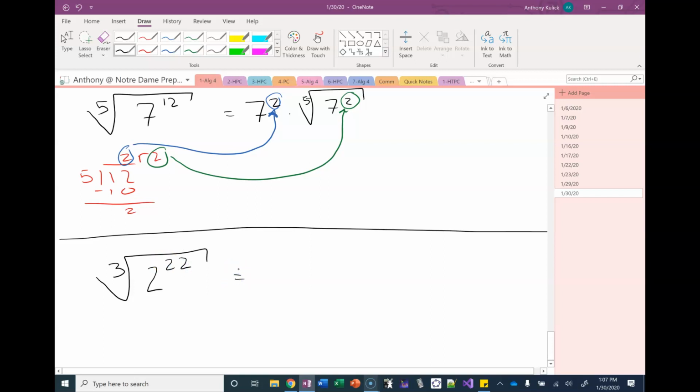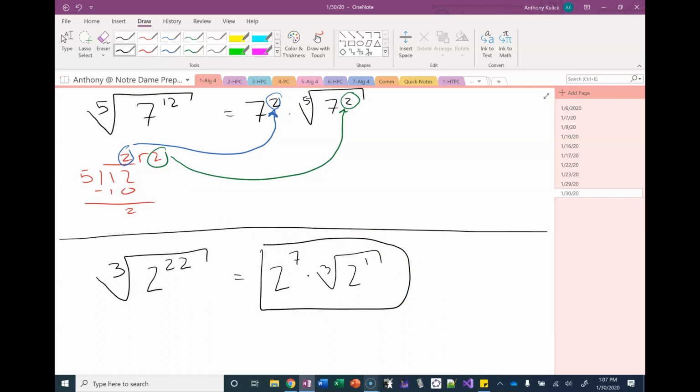How about this one? We have the cube root of 2 to the 22nd. How many 2's can we exchange here? 7. So we have a 2 to the 7th. And how many are left over? 1. It is not bad. So we feeling a bit better here? Okay.